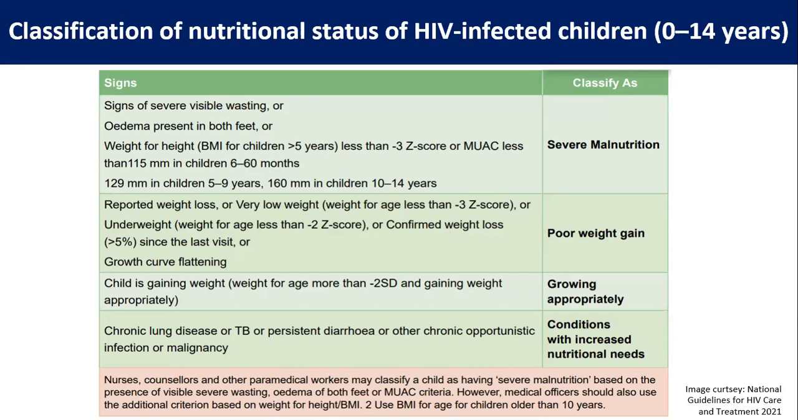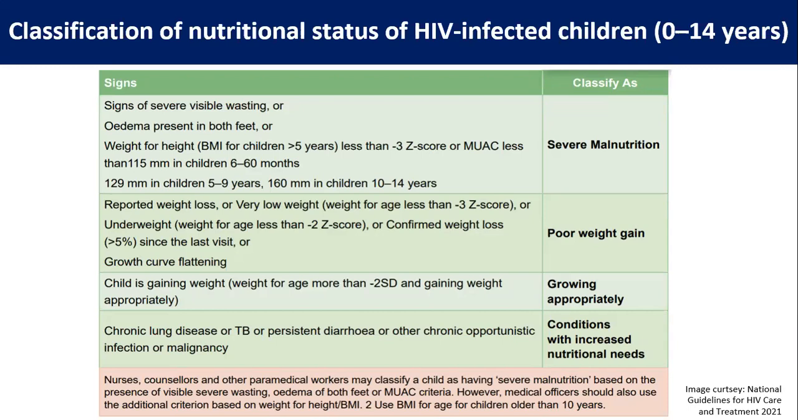Now, if the caretaker reports weight loss, or if the patient has very low weight, that is weight for age less than -3 Z score, or underweight, that is weight for age less than -2 Z score, or confirmed weight loss of more than 5% since the last visit, or the growth curve is flattening, then we call it poor weight gain. And a child gaining weight appropriately, with weight for age more than -2 standard deviation, we label as growing appropriately.